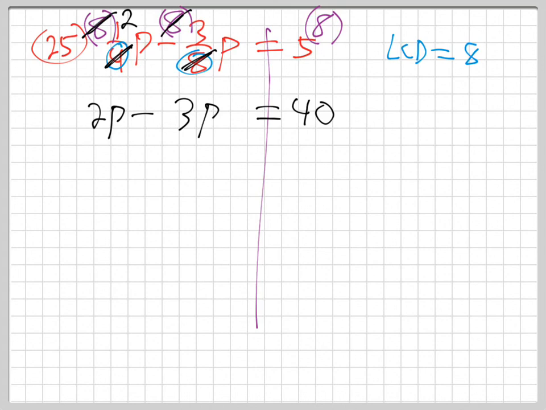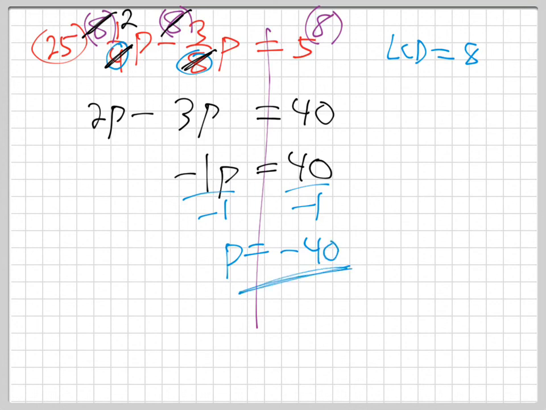Right, 2p minus 3p? Negative 1p. What do you do to finish getting p alone? Divide by negative 1, or just change the sign, same thing. Negative 40. So you'll just leave that right on your paper.